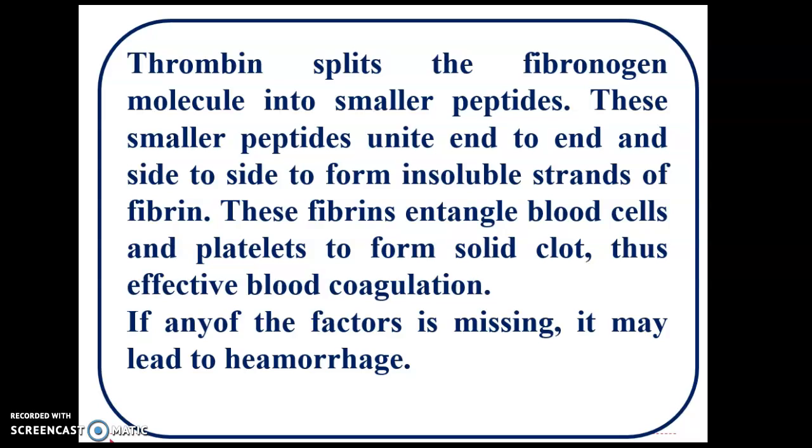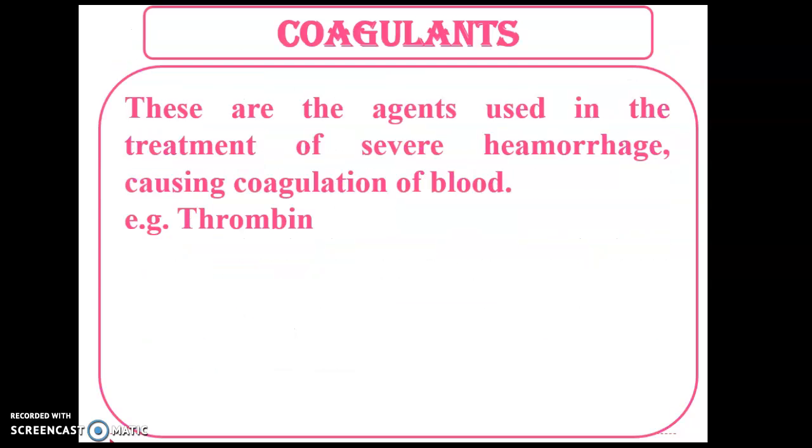Thus, effective blood coagulation occurs. If any of the factors is missing, it may lead to hemorrhage. Then, definition of coagulants. These are the agents used in the treatment of severe hemorrhage, causing coagulation of blood, for example, thrombin.